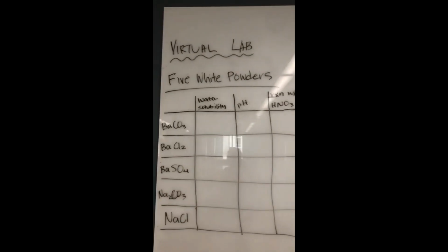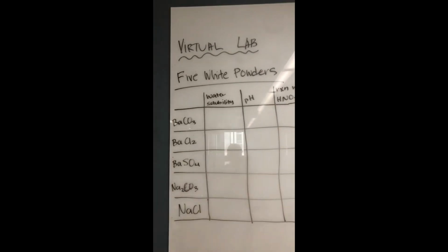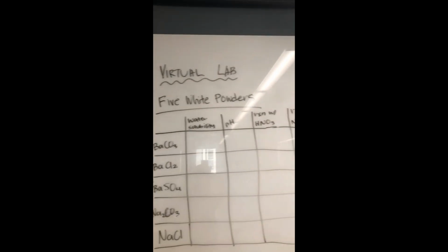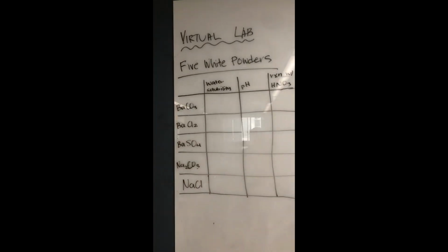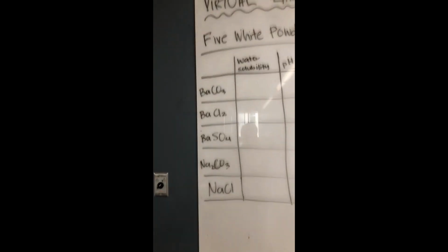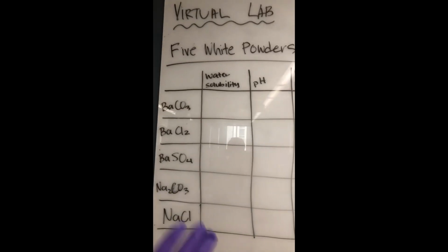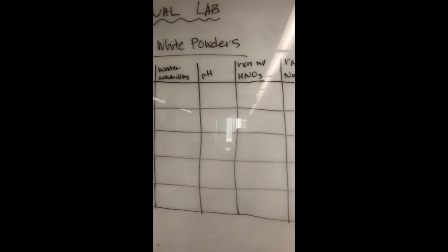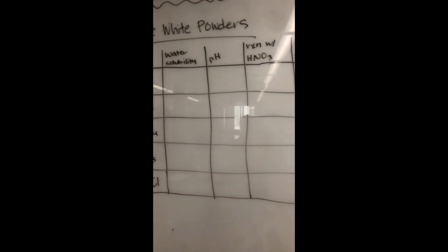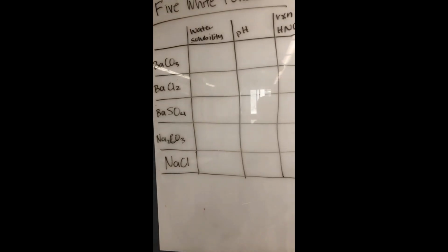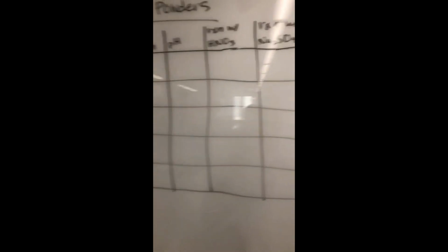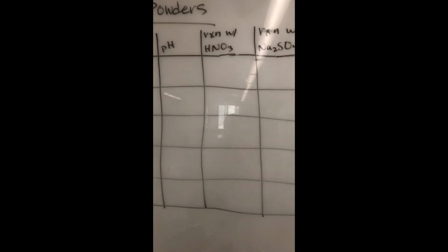Hello. So this will be the second virtual lab, which is the lab called 5 White Powders. What we're going to be doing today is studying how these 5 compounds react with water to check their solubility. We'll then check the pH, so whether or not those solutions are acidic or basic when added to water. We're then going to examine what happens when we react those solutions with nitric acid, followed by sodium sulfate, and then finally silver nitrate.